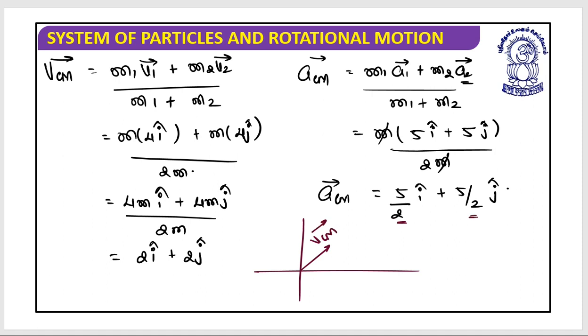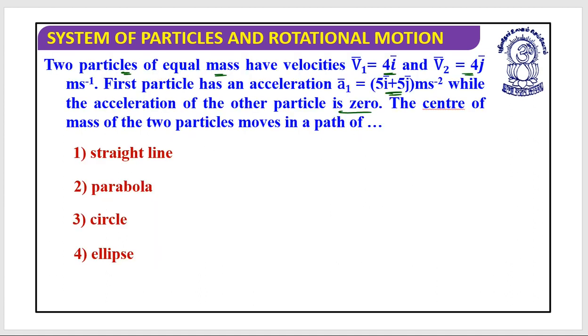Even this would be the same vector in the same direction, 5 by 2 i plus 5 by 2 j, because this and this make an angle of 45 degrees with the x-axis. So this would be the direction of ACM too, and if velocity and acceleration both act along the same path, it would be a straight line. I hope you got this.